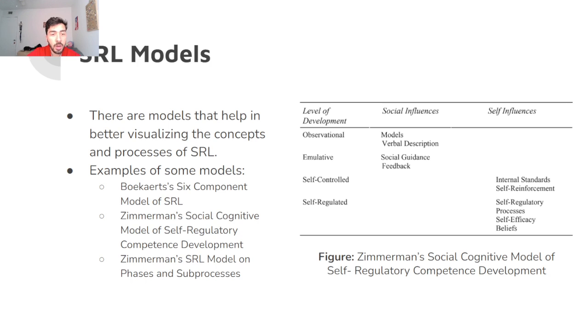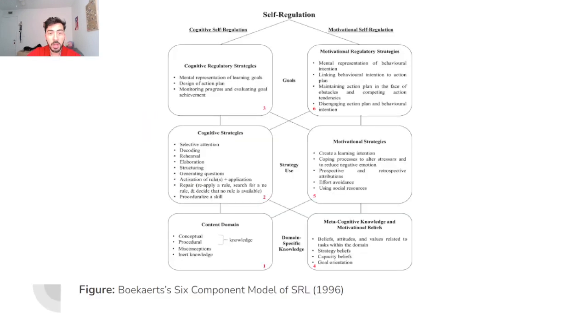And another model here is the model by Boekaerts. It's a six-component model. Here we have different categories. They have two different columns, one based on cognitive self-regulation and another based on motivational self-regulation. And these have three different rows that focus on goals, strategy use, and domain-specific knowledge. So based on these different categories, one can better visualize how SRL can work.